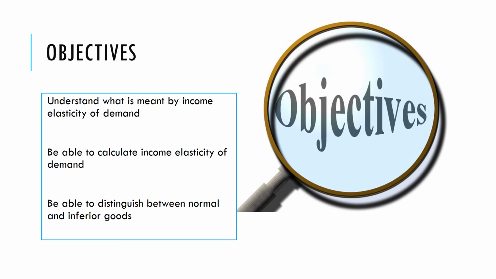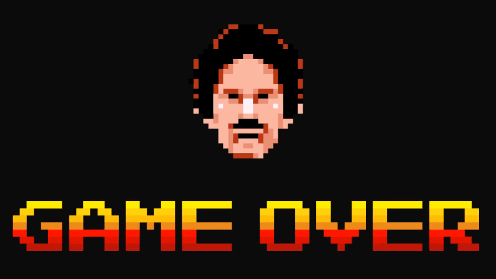So in this video, we've looked at what is meant by income elasticity of demand, the calculation, and the difference between what we call normal and inferior goods. That's it. Game over.